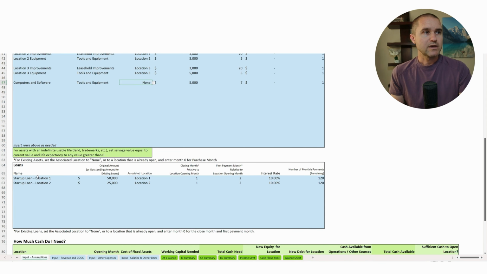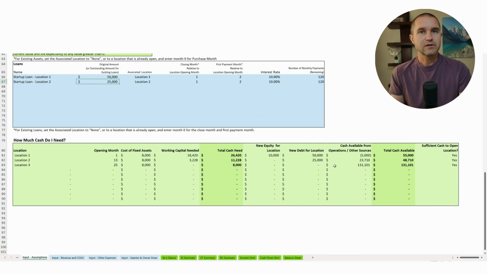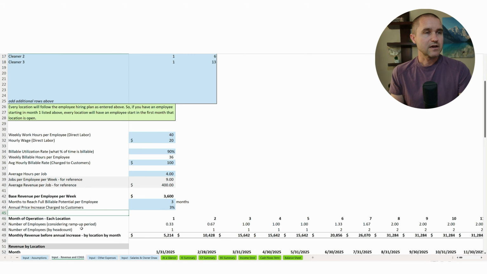And then for the loans, we have a startup loan for the first location and a smaller one for the second location. But if we look down here at this green box, what we notice is that by the time we get to the third location opening in month 25, this will show us how much cash is needed. And then this shows cash available from operations. So basically by this time, we have saved up enough cash from our profits that we don't even need to borrow anymore or invest anymore. We can just utilize the cash balance that we already have here. So that's how that works.